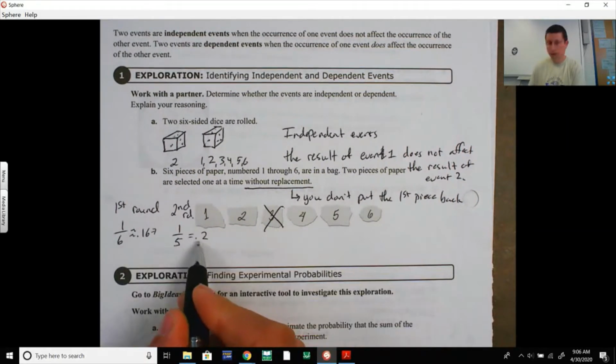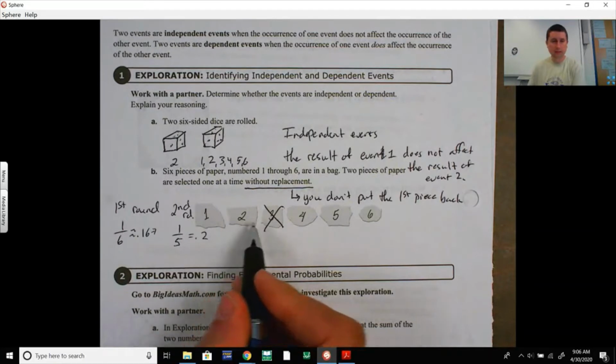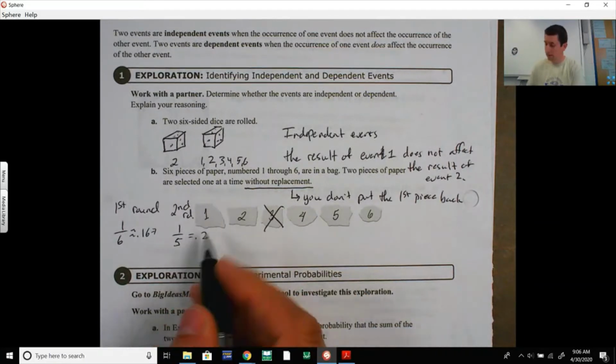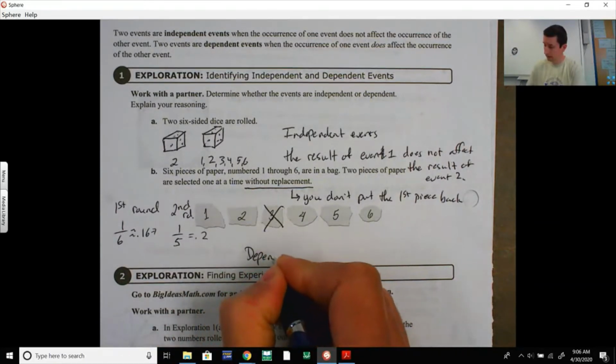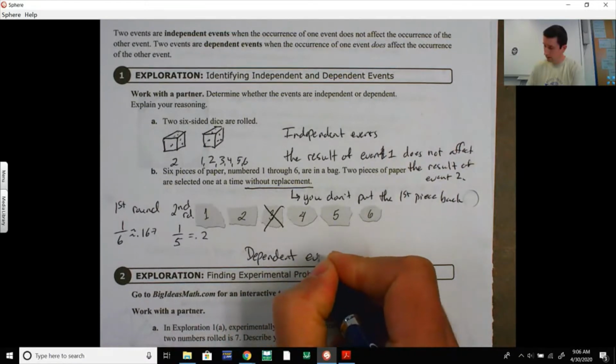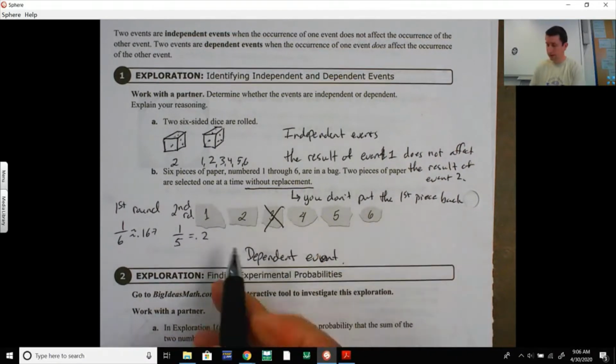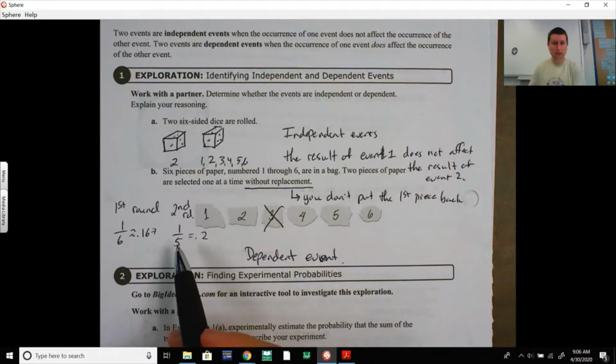Okay, so the chances of you drawing a specific number go up. That makes this a dependent event. Because the chances of later things happening are increasing. You have a greater chance of that. Okay, so it's a dependent event.